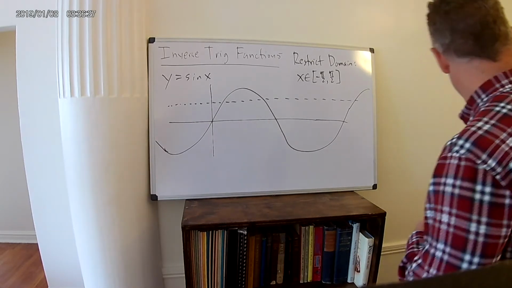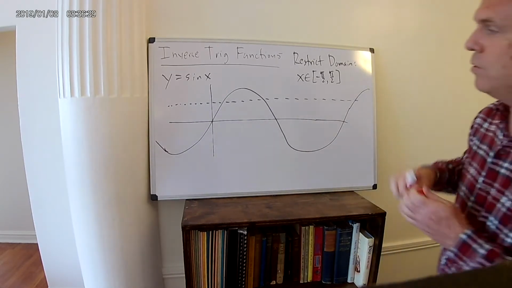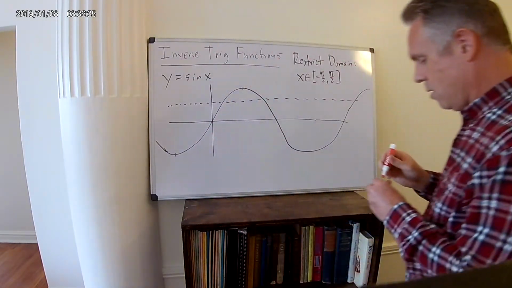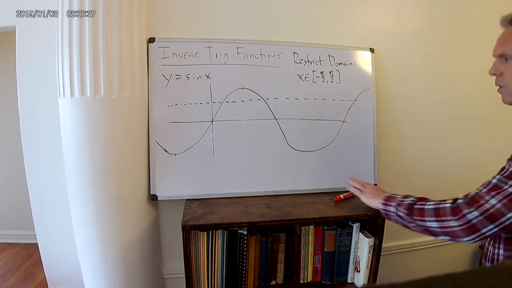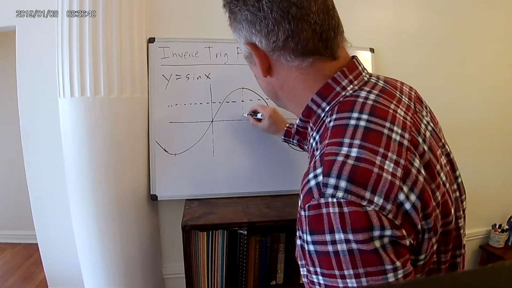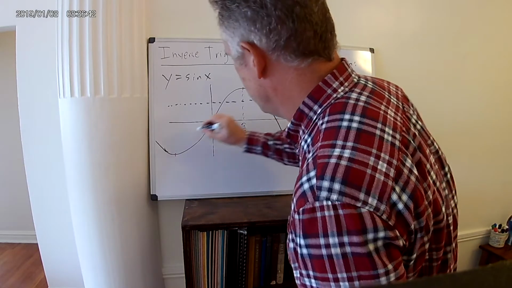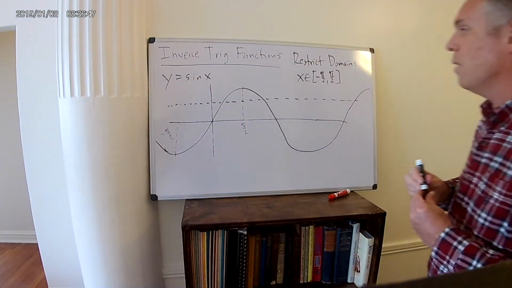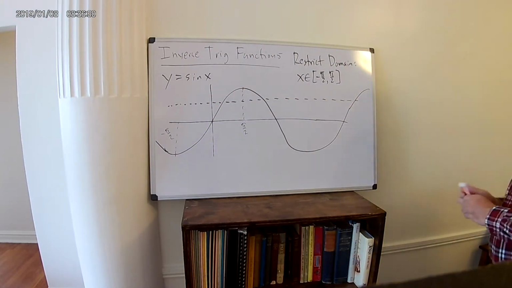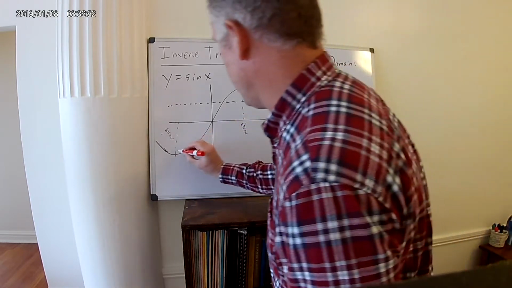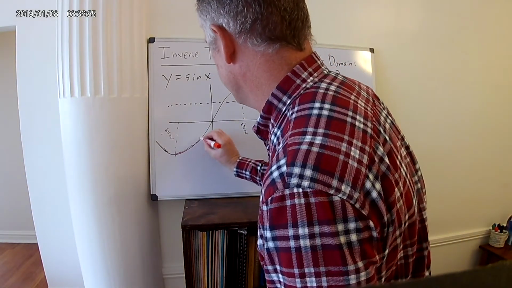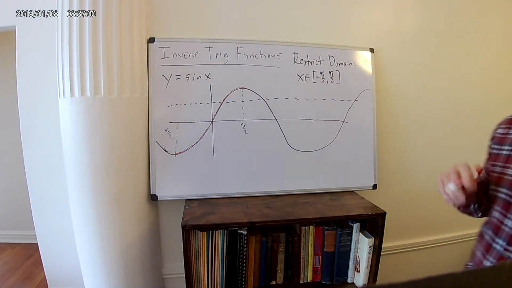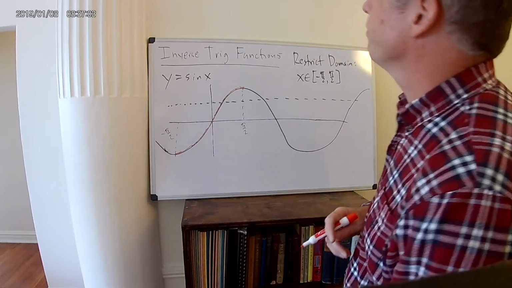So basically, what I'm going to do is draw this in red. We're going to restrict the domain to just this point to this point. And recall that sine of x peaks at pi over 2, and it has its trough at minus pi over 2, and multiples, and so on. What we're going to do is restrict the domain of sine of x to just this segment along here. That's our new restricted domain of sine of x.